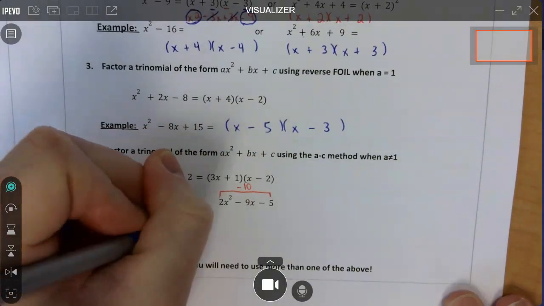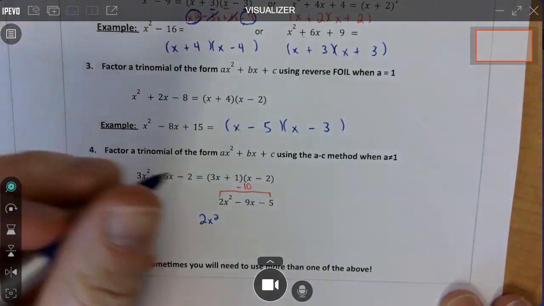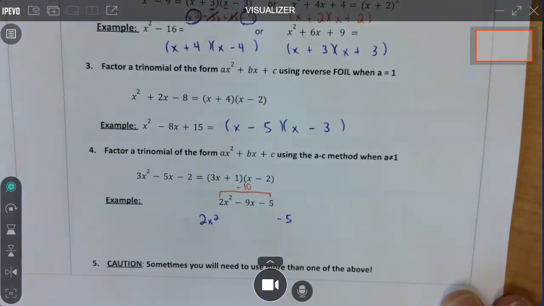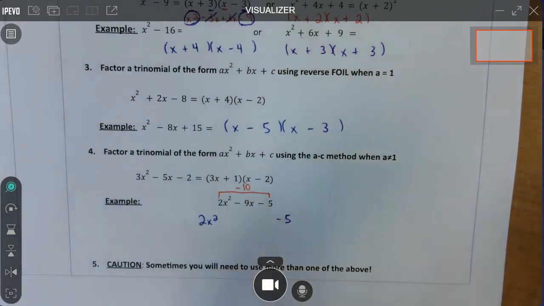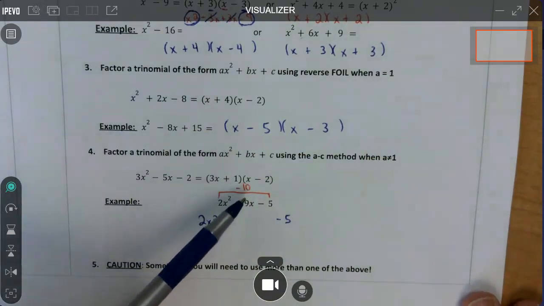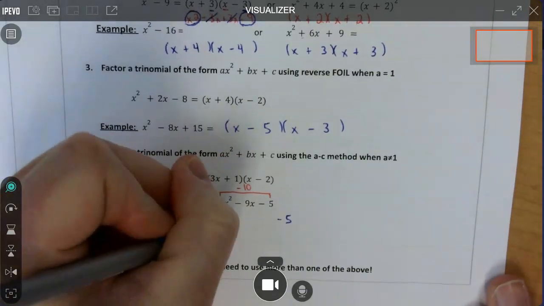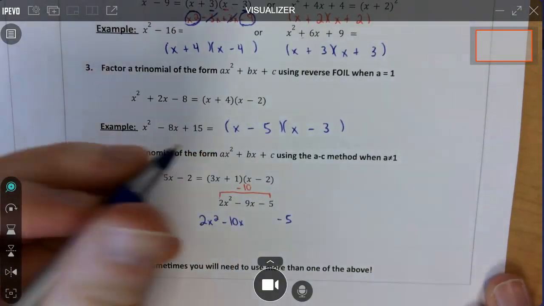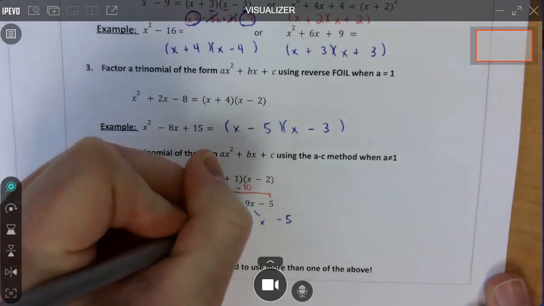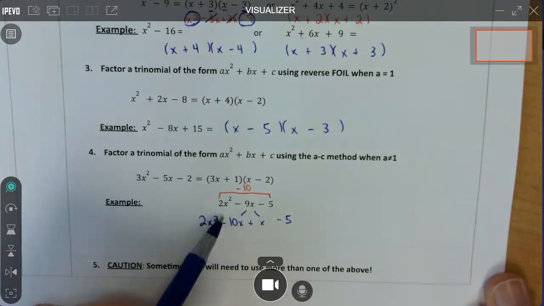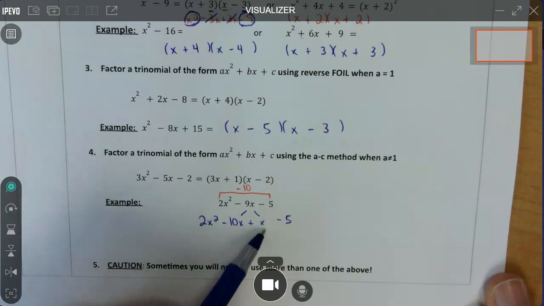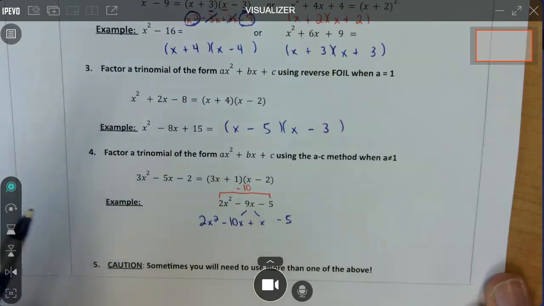1 and 10. Well, my first term here, 2x squared, stays right there. My minus 5 stays right there. All I'm doing now is I'm breaking down the middle term into two other terms that when they multiply they make negative 10, but when they add they make negative 9. Well, that's going to be minus 10x and plus 1x. So negative 9x breaks down to negative 10 and positive 1. If you multiply negative 10 and 1, you get negative 10. If you add negative 10 and 1, there's your negative 9.